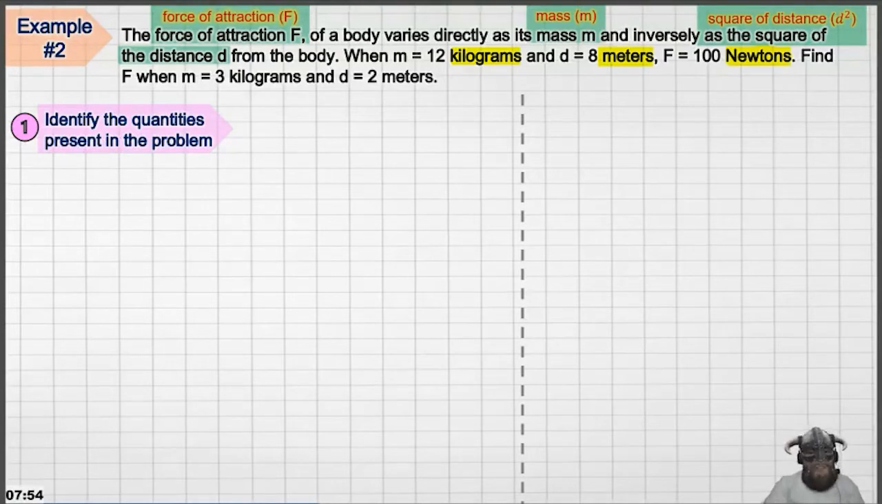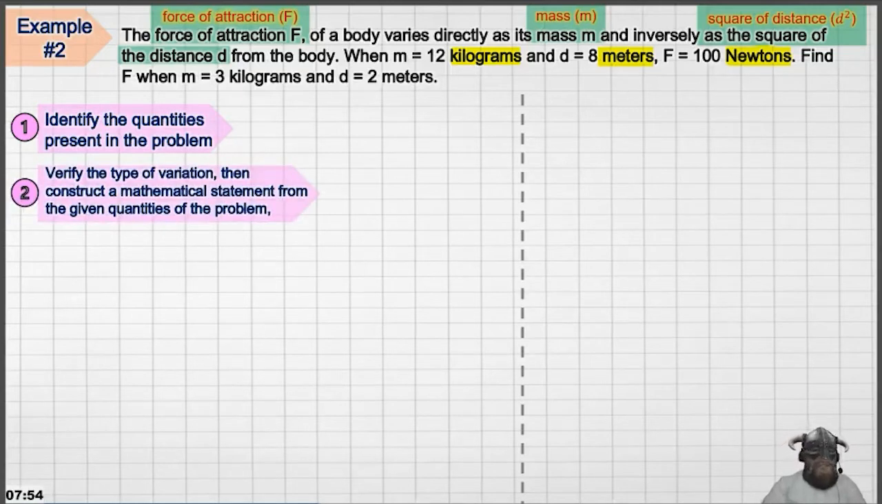Now, since we identified the quantities already, next step is to verify the type of variation. So, varies directly siya, then varies inversely. So, combined variation siya. Combination ng dalawang type of variation natin. Now, next is for us to create a mathematical statement which is also present on the problem itself.